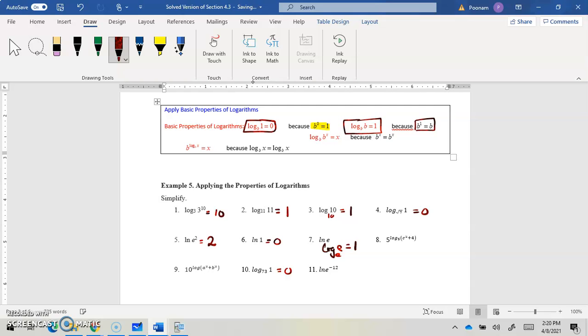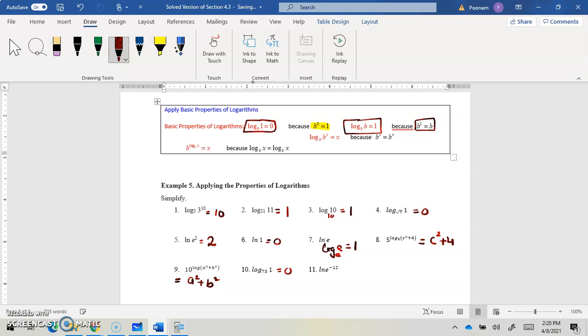Also, b raised to power log base b of x is equal to x because exponential and logarithmic cancel each other. So that means 5 raised to power log of c squared plus 4 with base 5. If the base is the same as the exponential base, they cancel each other. The answer would be just c squared plus 4. Number 10, 10 raised to power common log, the base is 10, so they cancel each other. The answer would be just a squared plus b squared.